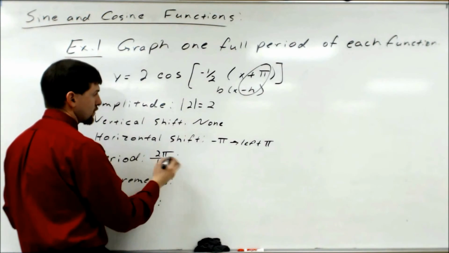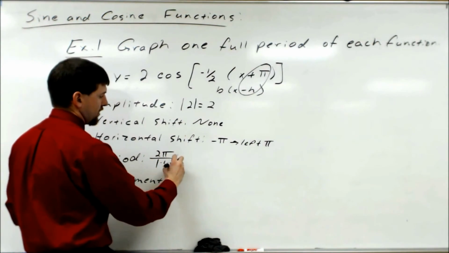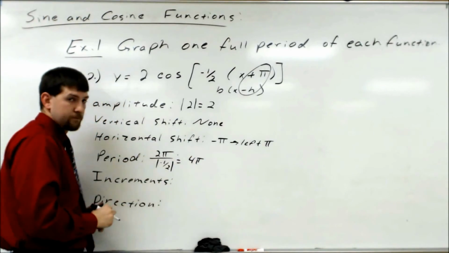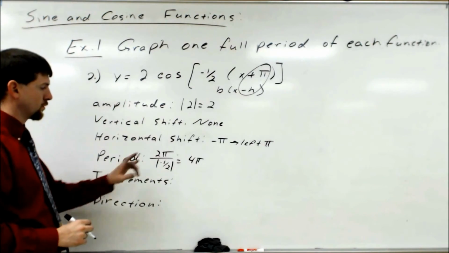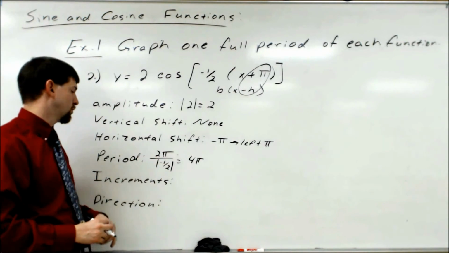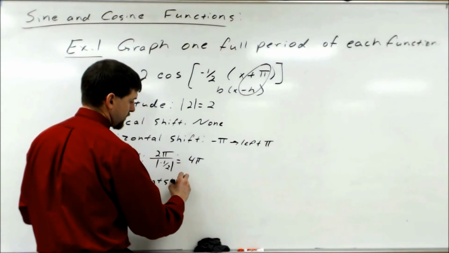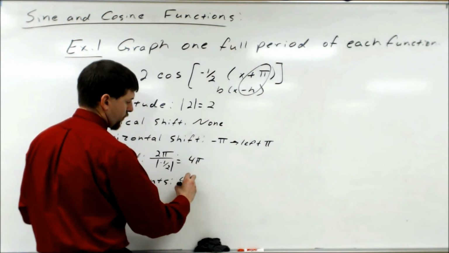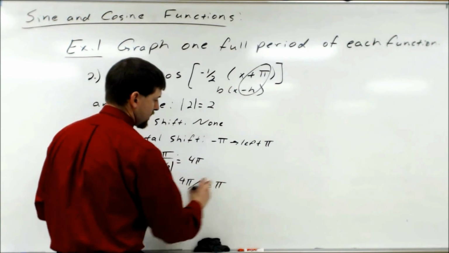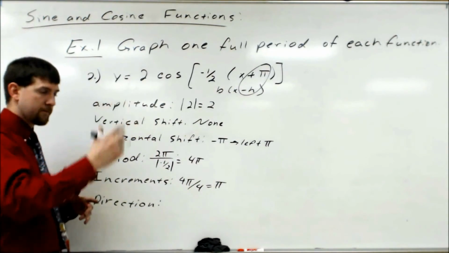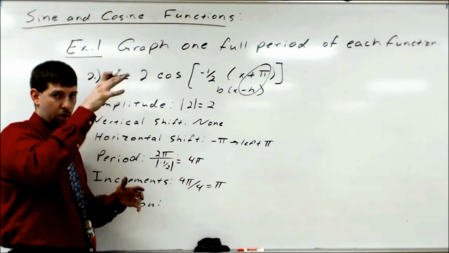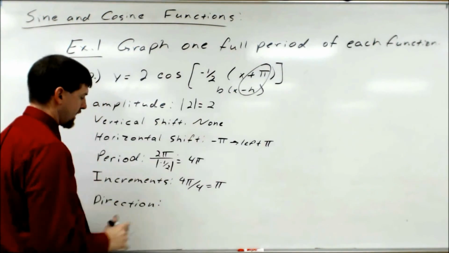Period is 2 pi over b. 2 pi over the absolute value of 1/2 is going to be 4 pi. Multiplied by the reciprocal, so divided by 1/2 is times 2. So that 2 times 2 is 4 pi. Increments are going to be period over 4, so 4 pi over 4. Each of those increments is pi units wide. So each of those 4 parts of the graph is going to be pi units wide.